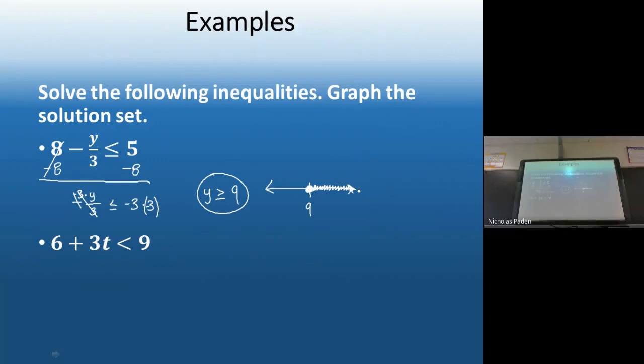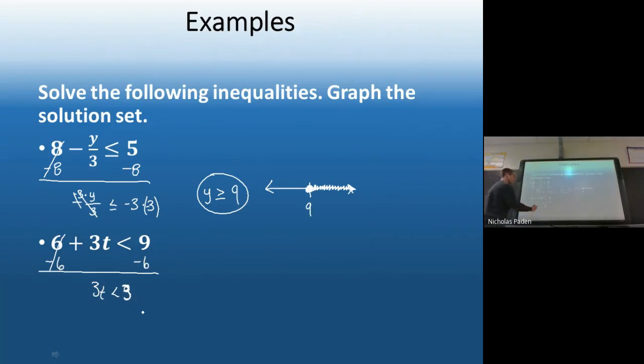Okay, and then the last one, we've got 6 plus 3t is less than 9. So I'm going to get rid of the 6 first. I need to subtract 6 because it's a positive 6. So that's going to cancel that off. I'm left with positive 3t is less than 9 minus 6 would be 3. 3t is less than 3.